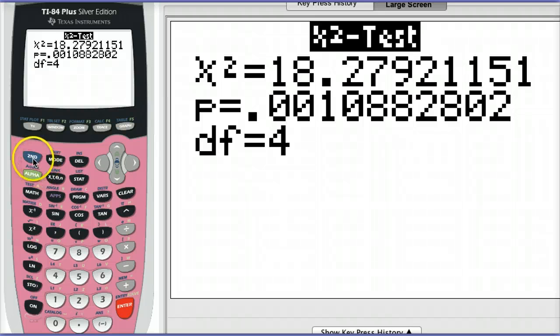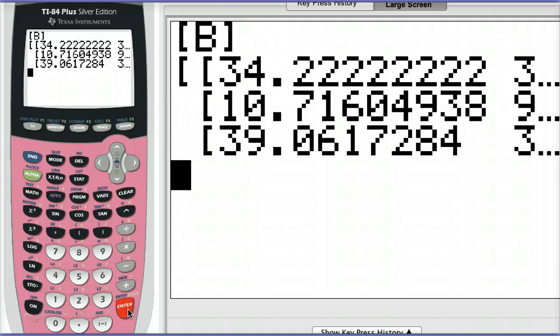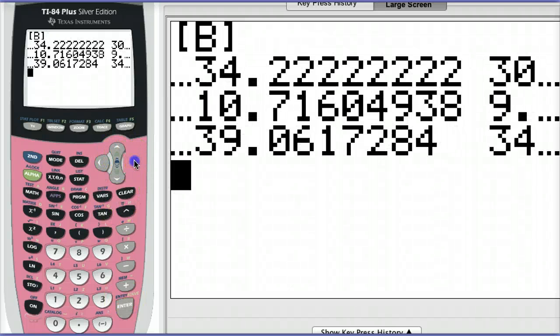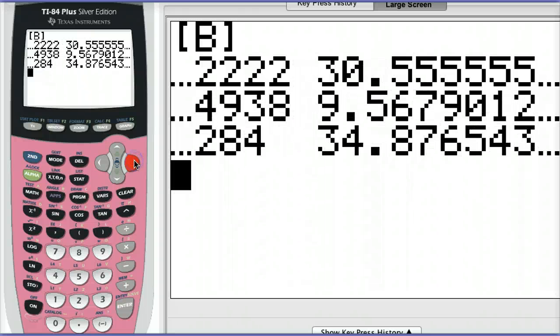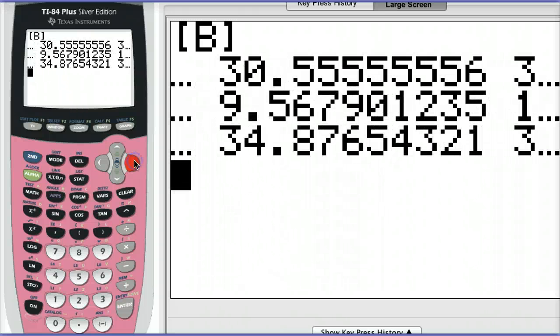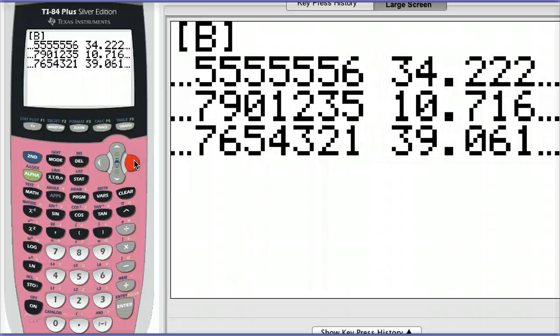Let's take a look at our matrix B just to be sure that all of our expected counts were more than 5. We'll go down here and just say matrix B. And we'll scroll to the right to see all the expected counts. It looks like all of our expected counts are more than 5. So that condition would be met.